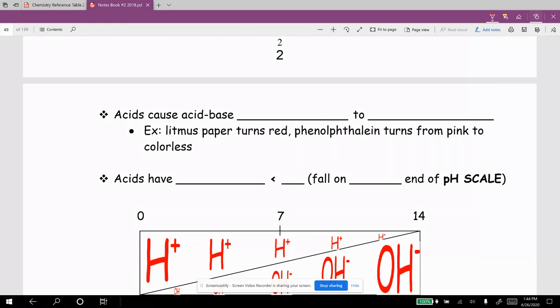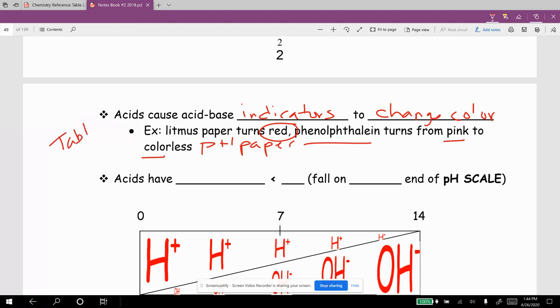This is page number 96. Acid-base reactions cause acid-base indicators to change color. Right, so you've used pH paper before. You use that in living environment, right? So pH paper changes color based on how acidic something is. So litmus turns red in acid, and phenolphthalein turns from pink to colorless. So these are going to be table M of your reference tables, which we're going to spend some more time on later, so I'm not going to go over it right now.